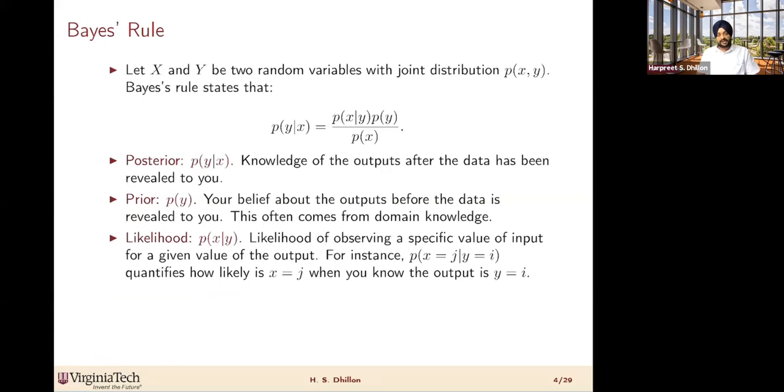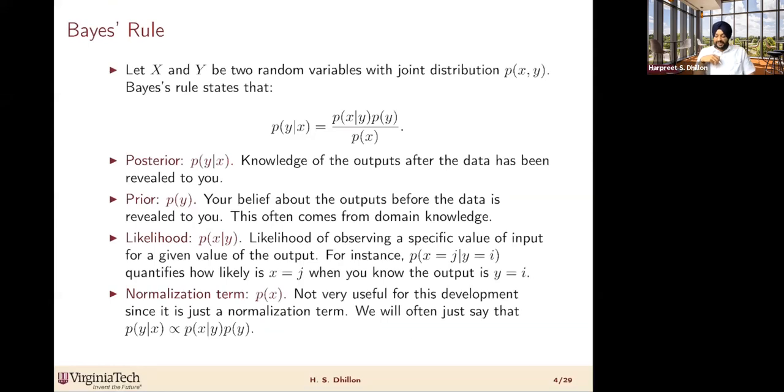Now you have this term P of x given y. This is what we call the likelihood term. This is the likelihood of observing a specific value of input for a given value of the output. Let's say it was revealed to you that your output is y equals i. What is the probability that this output was generated by, say, x equals j? That gives the probability of x equals j given y equals i. That is the likelihood term, and this is the term we'll be maximizing when we look at the maximum likelihood estimators.